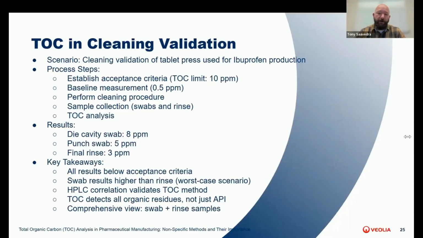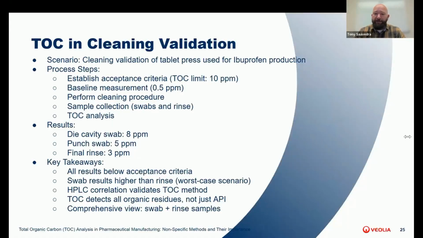Well, first off, all of them are under our 10 ppm limit. That's the good news. We see that the die cavity has the highest residue at 8 ppm, and that makes sense, right? Typically, it's a hard to clean area. Our final rinse is lower at 3 ppm, which is typical. It represents an average of all of the surfaces.